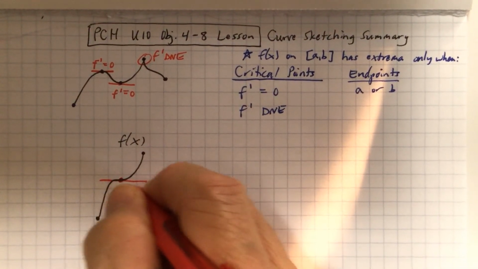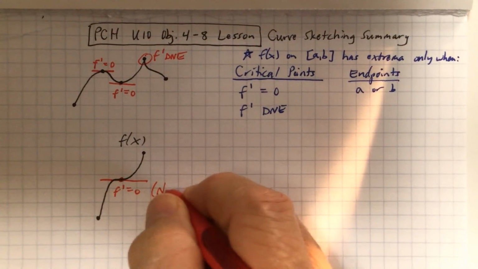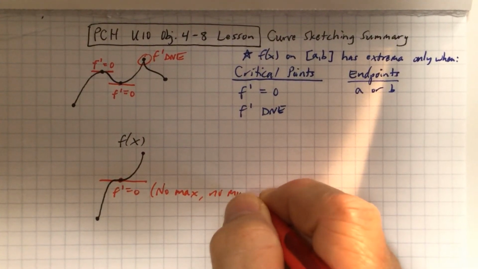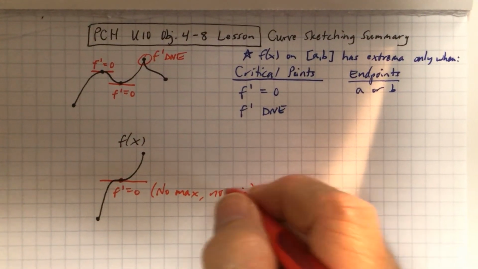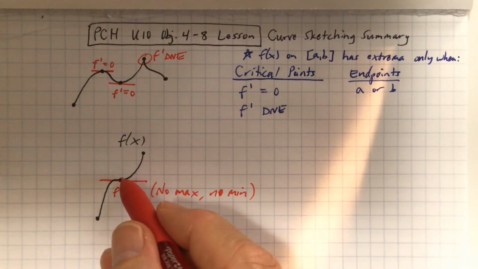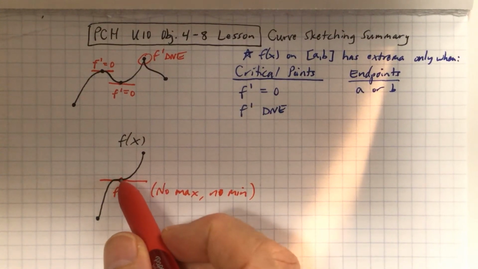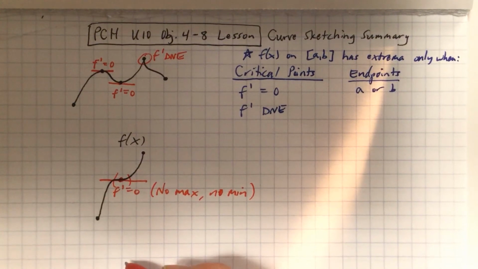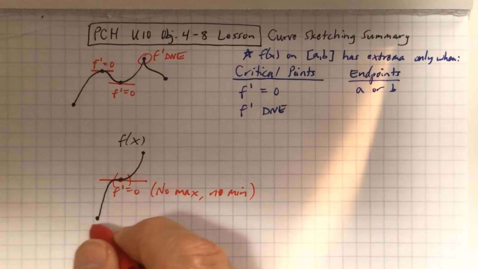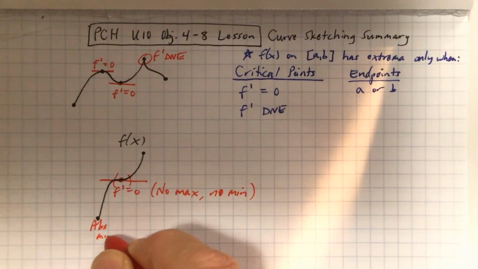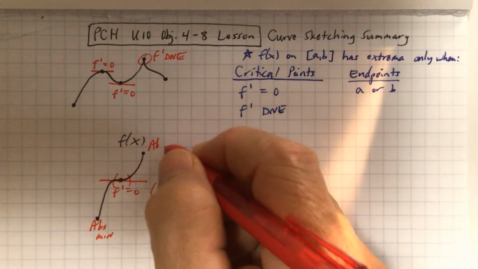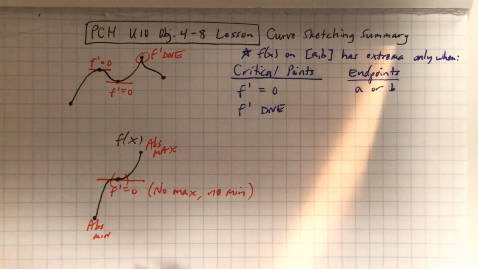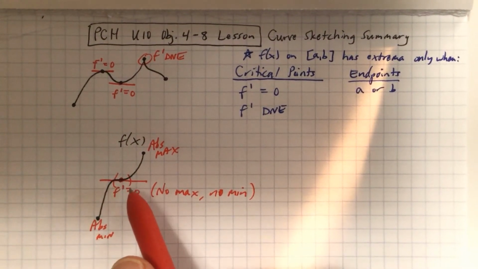Here we have f prime equals 0, and this is no max, no min. Because for you to have a relative max or min, it has to be the highest or the lowest point of all the ones right around it in this small neighborhood. Well, we don't have that here. But we do have an absolute min here, but the absolute min happens to be at the beginning of the interval, and the absolute max happens to be at the end of the interval. So sometimes we don't have a max or a min where the derivative is equal to 0.